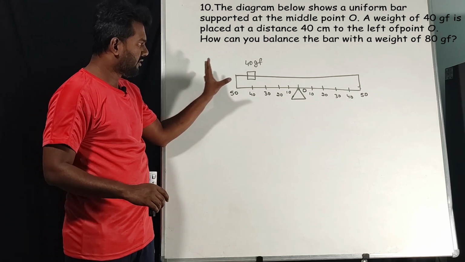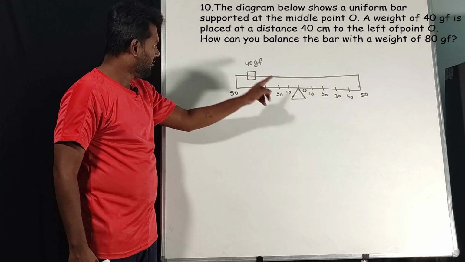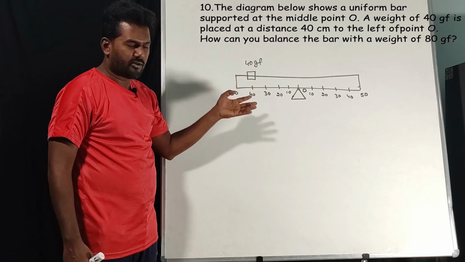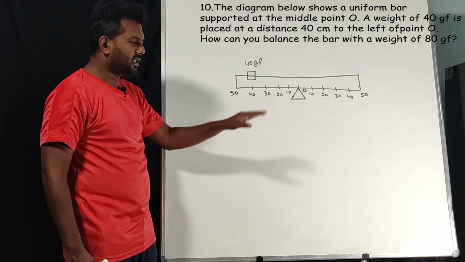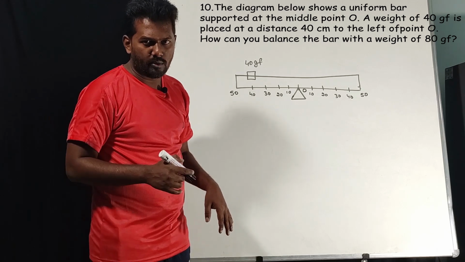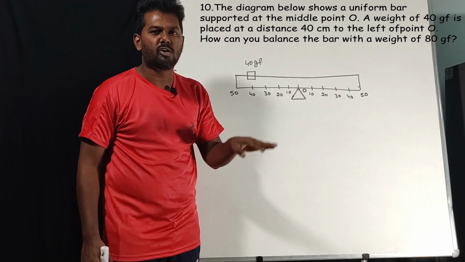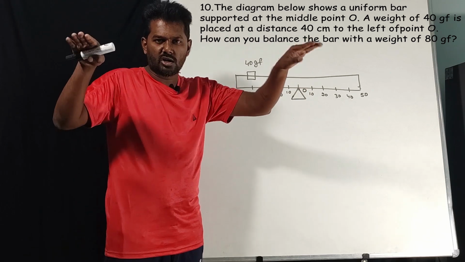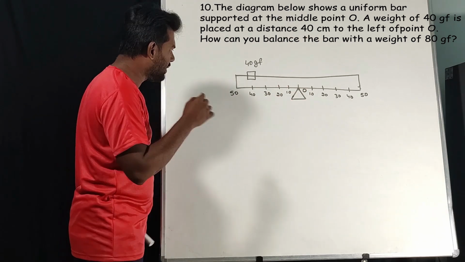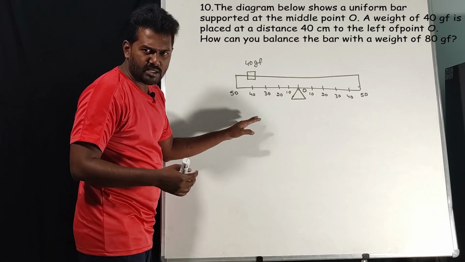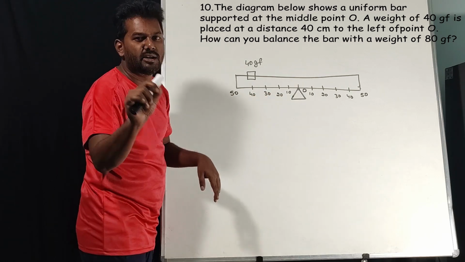They have given one bar and they have placed 40 GF force at 40 centimeter, and they are giving an 80 GF load. We have to keep the 80 GF load somewhere so that it is balanced. What do you mean by balance? It should be horizontal, it should not move. Correct? Very simple. Listen again, the first sentence, the principle of moments, you have to write that in the exam.